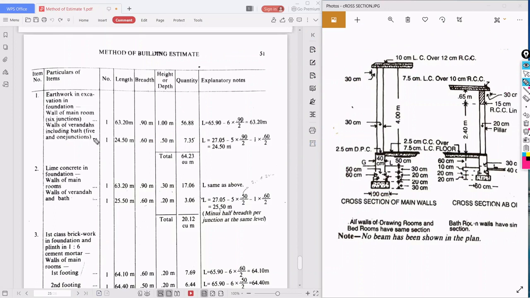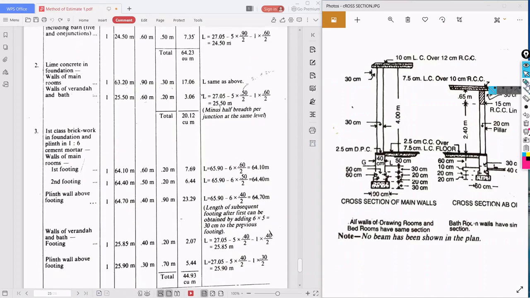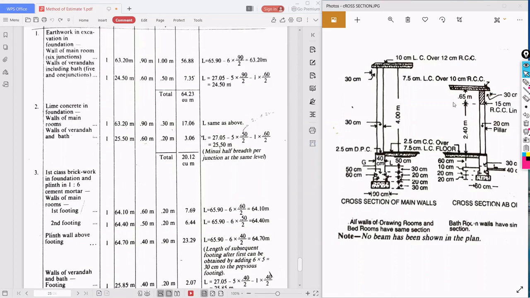So in single step we have got the answer. Okay, similarly for lime concrete we will see. For the lime concrete, the center to center length will be the same now. So what is that? 65.90.